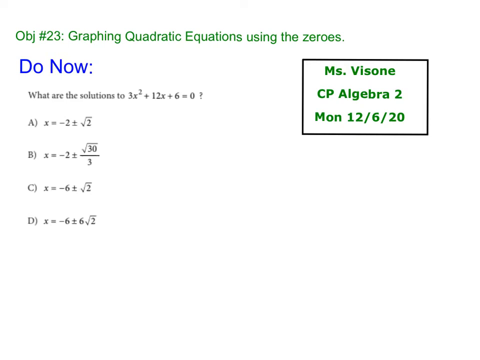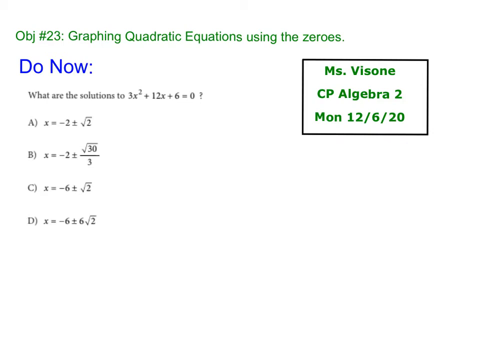Hey everyone, so today we are going to continue graphing, but no more table. The table is a little tedious, so we're going to go through and graph using some other information. So I want you to start with this SAT question. You should know how to do it, hopefully, looking at the answers.